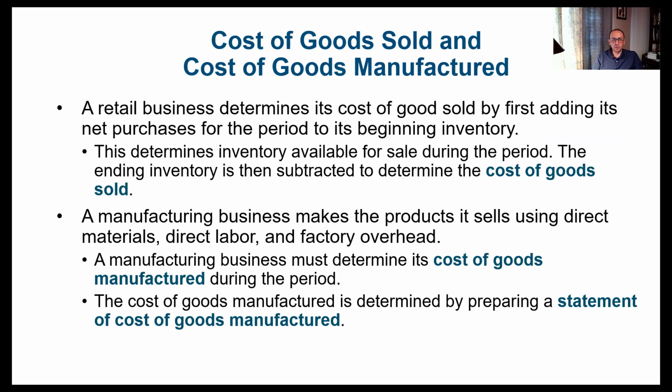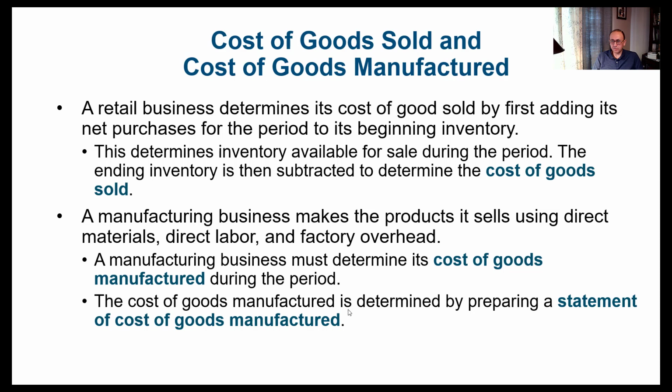So one more time, just to make sure that we get this topic. A retail business determines its cost of goods sold by first adding its net purchases for the period to its beginning inventory. Remember, that's how we get our available for sale. So this determines inventory available for sale during the period, and then the ending inventory is subtracted to determine the cost of goods sold. On the other hand, a manufacturing business makes the product it sells using direct material, direct labor, and factory overhead. And that will give us the cost of goods manufactured. So the combination of these 3 items would be the cost of goods manufactured.